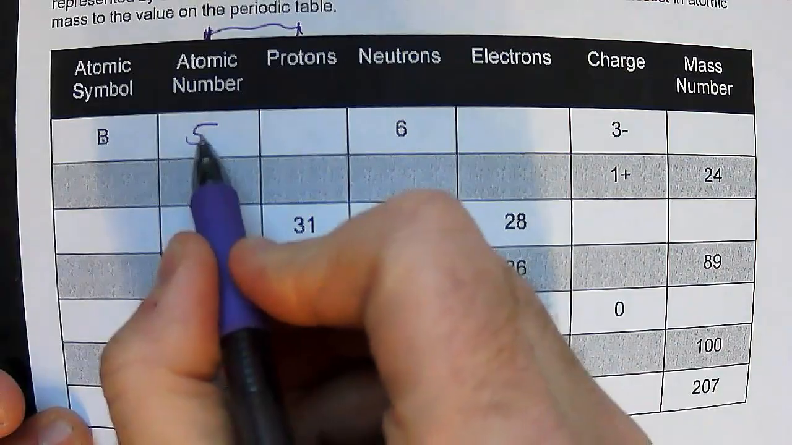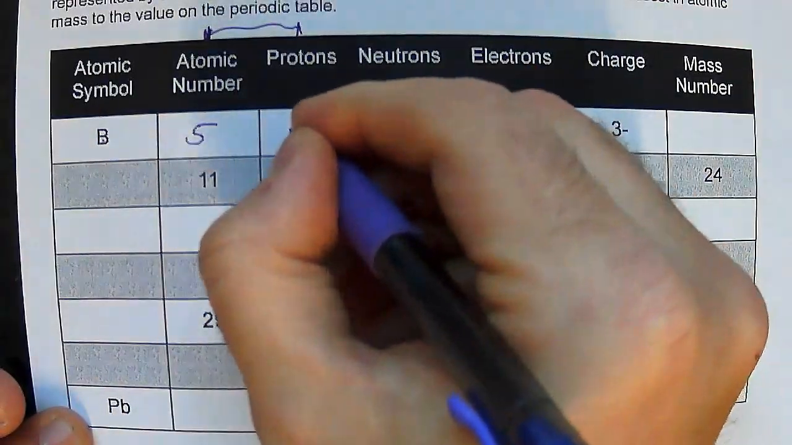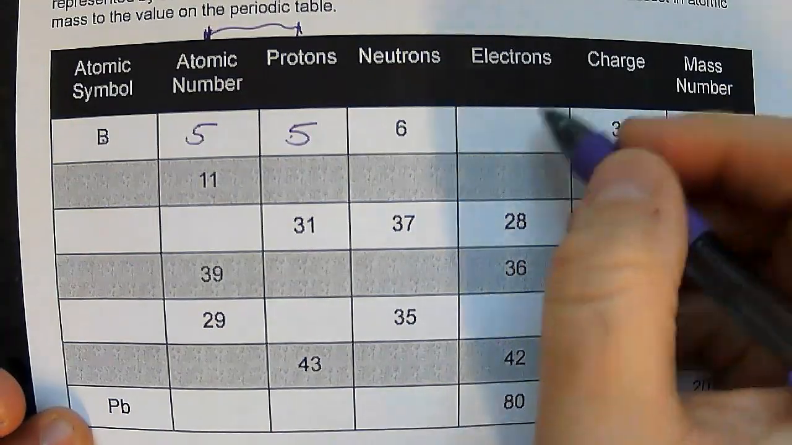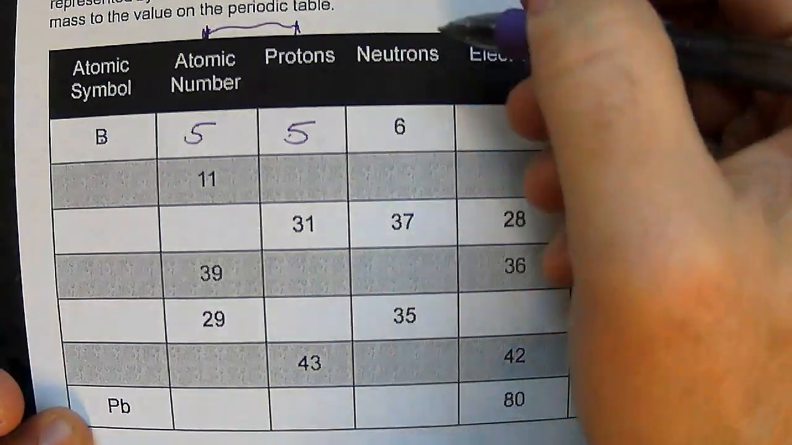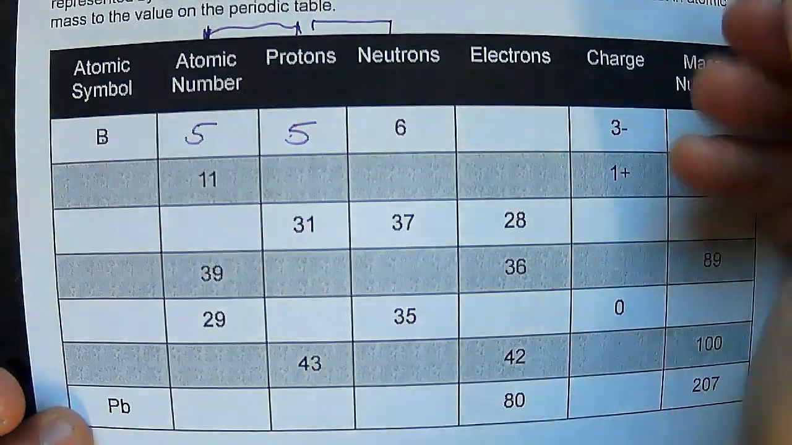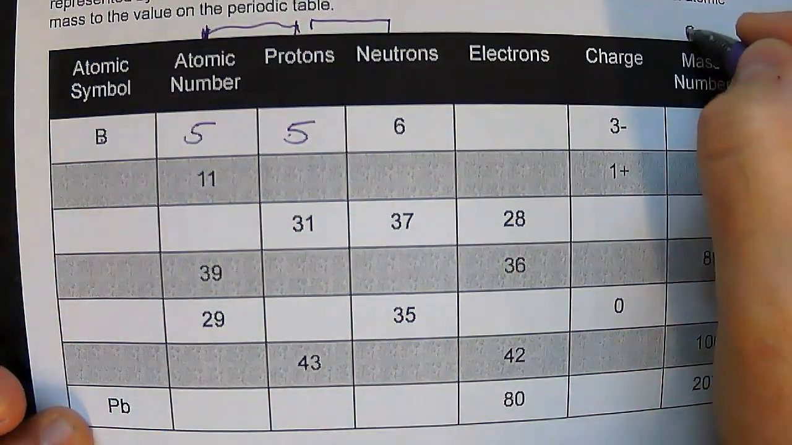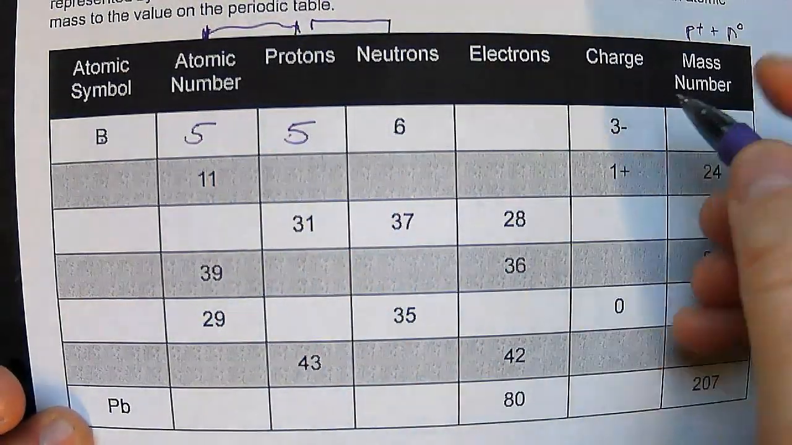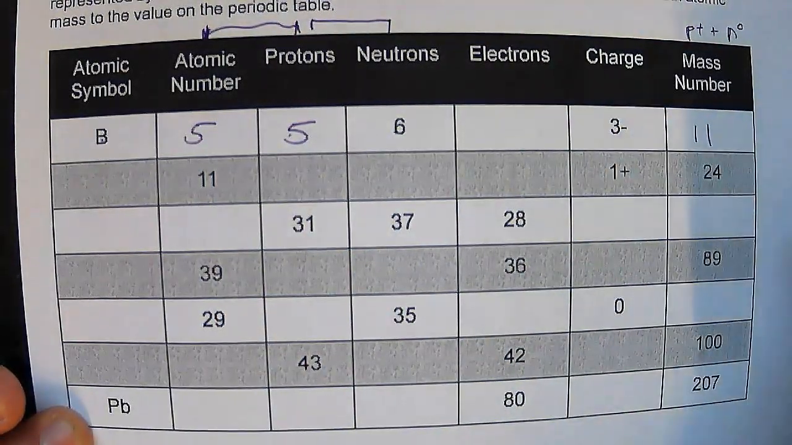So for atomic number, the number of protons is 5. And so now, for the number of electrons, we need the charge. So let's do this in order here. So protons and neutrons gives us the mass number. This is protons plus neutrons. So 5 plus 6 is 11.